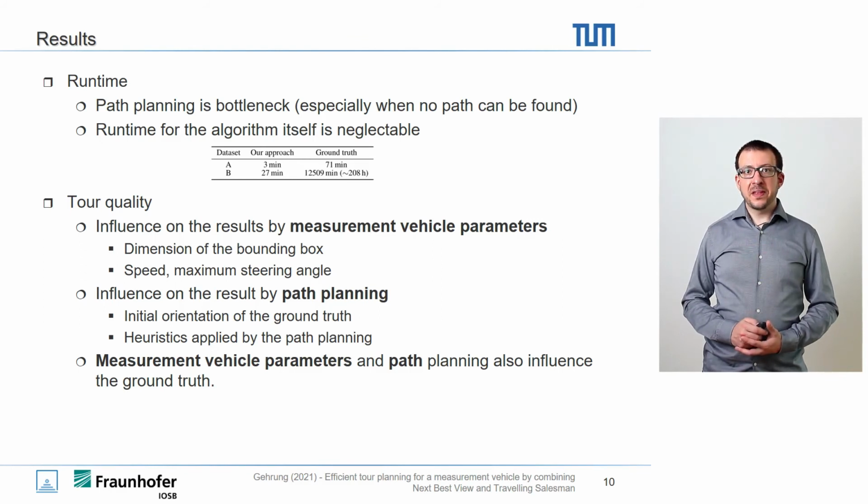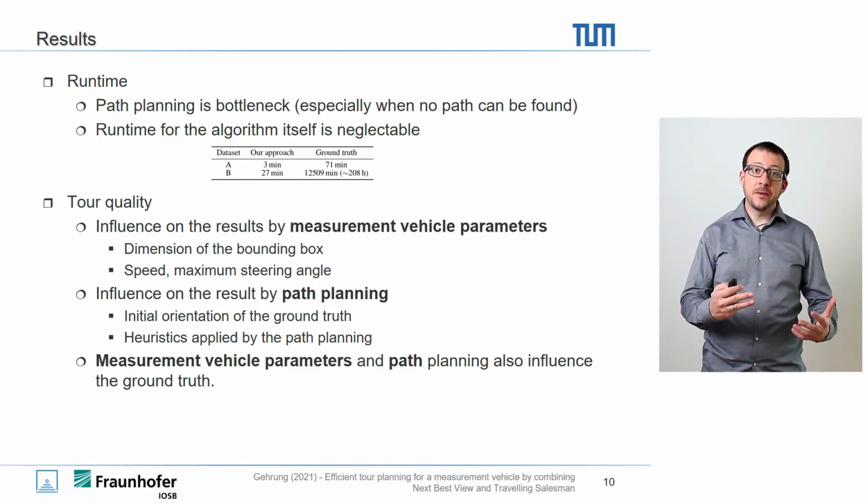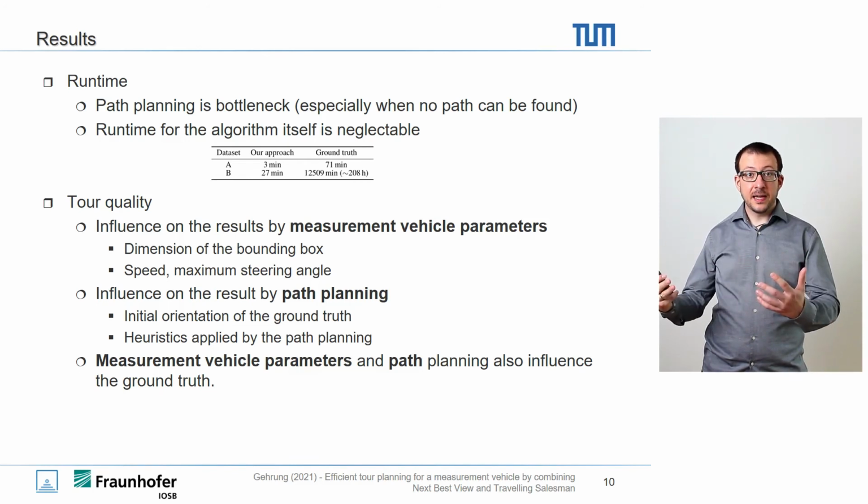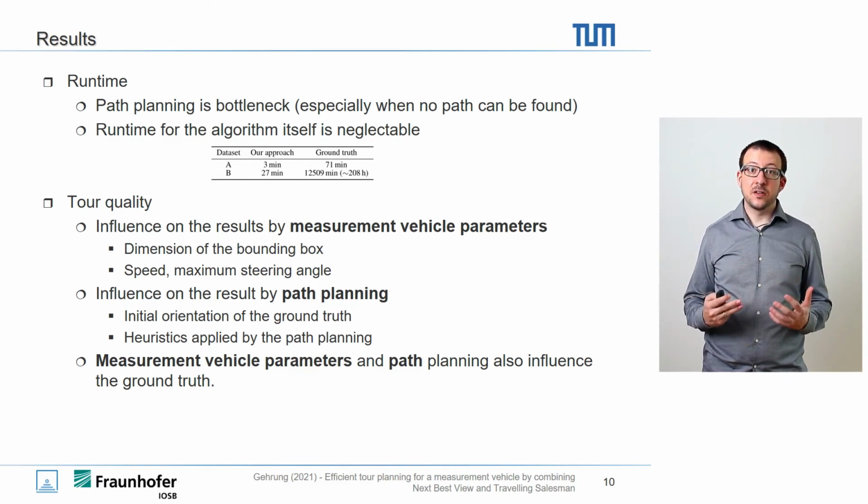It was also concluded that the vehicle model and the path planning algorithm have a large influence both on the results as well as on the ground truth. This includes factors like the shape and dimension of the bounding box, the initial orientation, speed and maximum steering angle of the vehicle, as well as additional path planning heuristics.